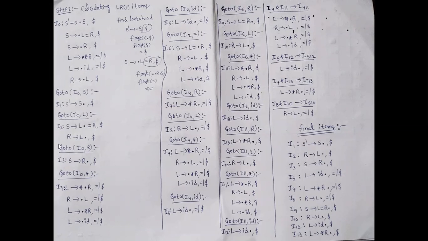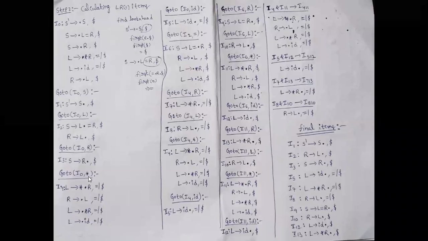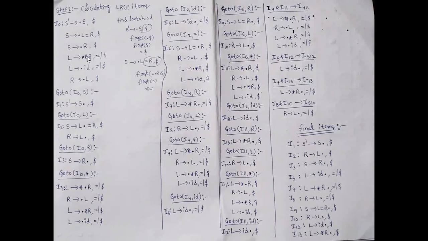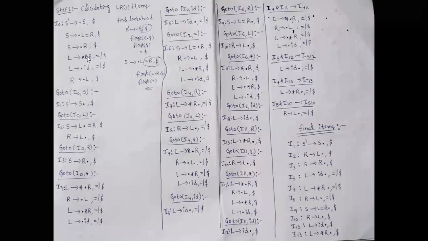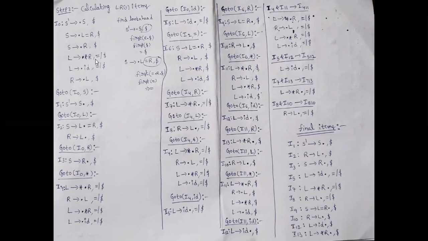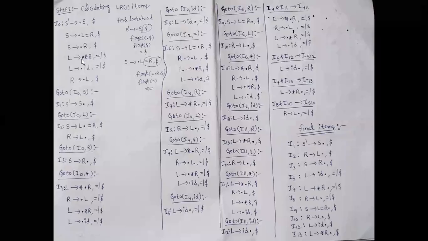Next, after capital R is completed, here after the dot we have an asterisk, the multiplication operator. So we apply goto on I naught comma star. The dot moves one position to the right, and the production becomes L produces star dot R comma equal to R dollar. We write the lookahead as it is. So L produces star dot R comma equal to R dollar.